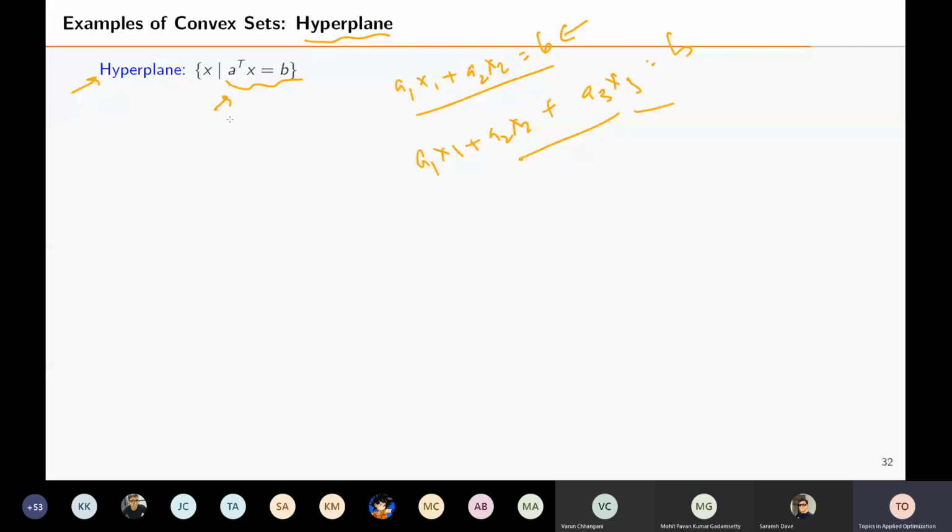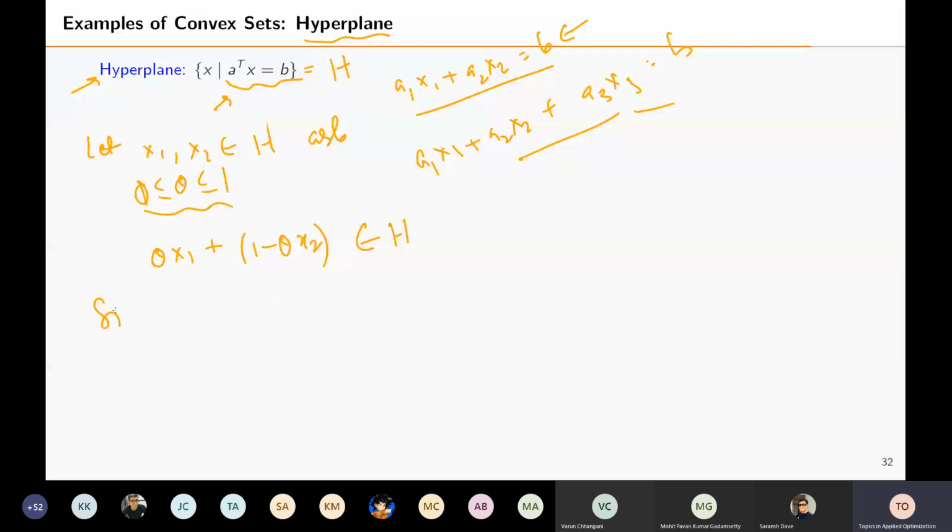So let us take two arbitrary points, x1 and x2, in the hyperplane. Let us denote this by H. Let us say that theta is greater than or equal to 0 and less than or equal to 1. We are using the first definition of convexity. We take arbitrary points, and what we have to prove is that theta x1 plus 1 minus theta x2 is also in H, for these values of theta.